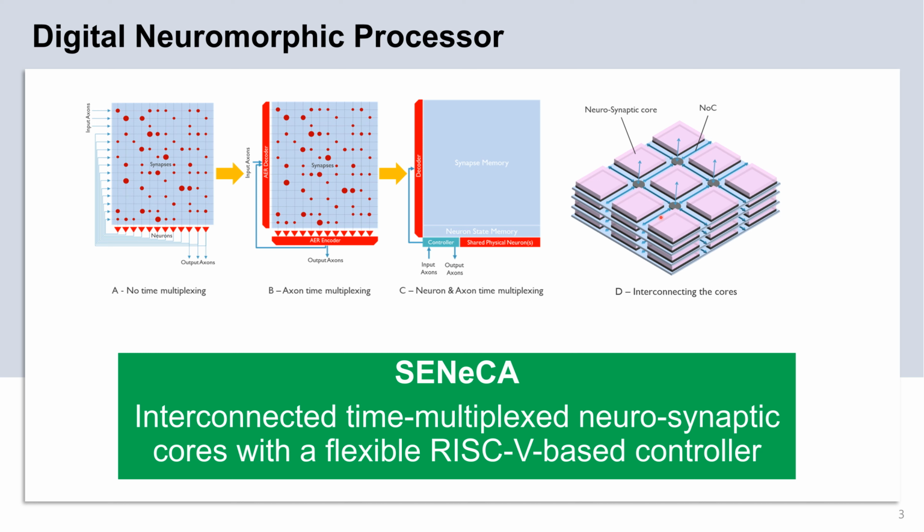SENeCA is designed by connecting many neurosynaptic cores with each other through a network on chip. In the network on chip, the spikes move and reach the destination neurosynaptic core, which acts as time multiplex axons in the biological brain. Inside each neurosynaptic core, we also have time multiplex physical neurons, which emulate many neurons in the algorithm.